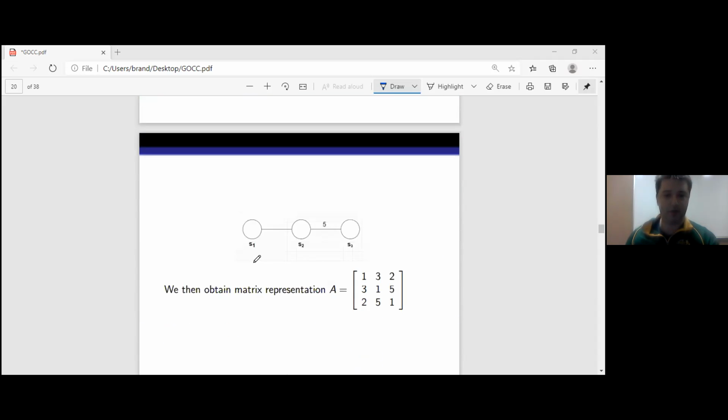Okay, and let's just go over an example of that, right? So if I just label these as S1, S2, and S3, and this is S1, S2, S3, right? Along the diagonal is just going to be 1. S1 and S3 are not connected, so you're going to have a 2 in the upper right corner, in the lower left corner. And then since S1 and S2 are connected, place a 3. And since this has an edge label, we can put 5 for S3, S2 and S2, S3.